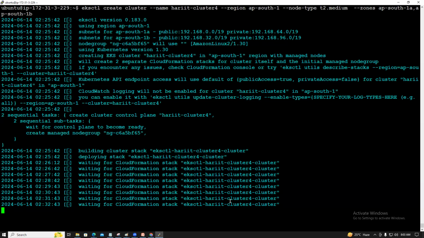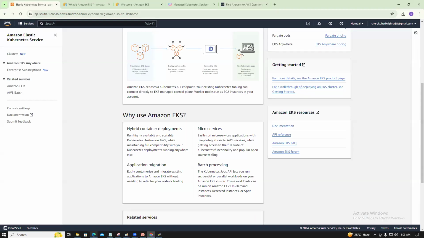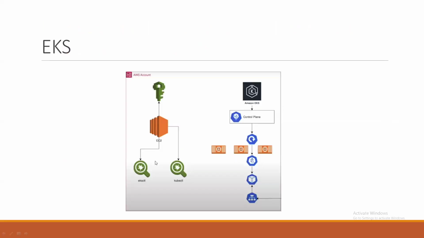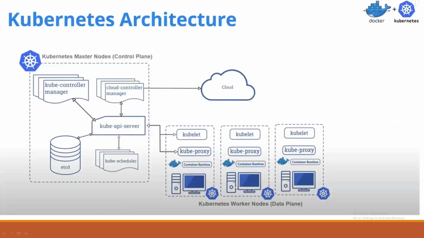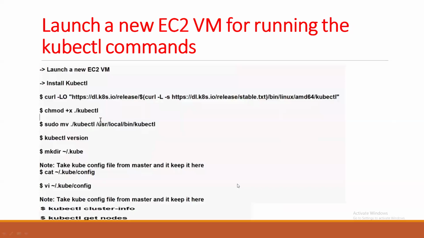So we are waiting for the CloudFormation stack for the EKS cluster. It will take 5 to 10 minutes, guys. Meanwhile, we will discuss how you can connect to this control plane node after that. By using kubectl get nodes.